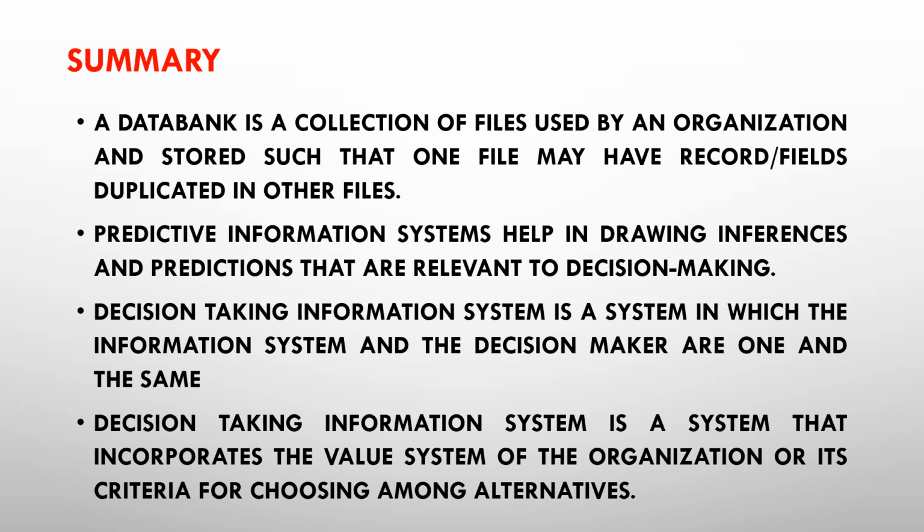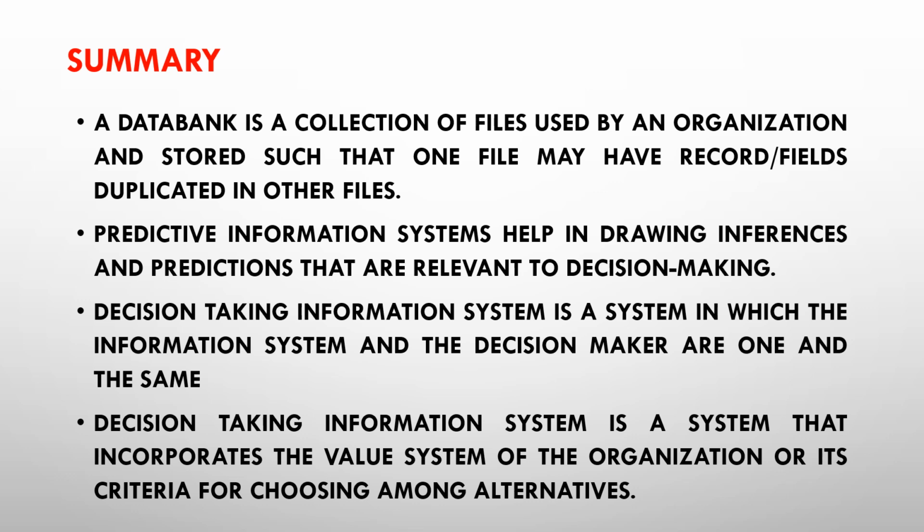So we have been able to talk about what a data bank is all about. That is a collection of files used by an organization and stored in such a way that one file may have records and files duplicated in other files. We have talked about the predictive information management system, that it helps in drawing inferences and predictions that are relevant from management information for management decision making. We also talked about the decision taking information system, in which the information system and the decision maker are one. Whether the decision maker is there or not, it has already been informed what to do, so the decision maker can relax.